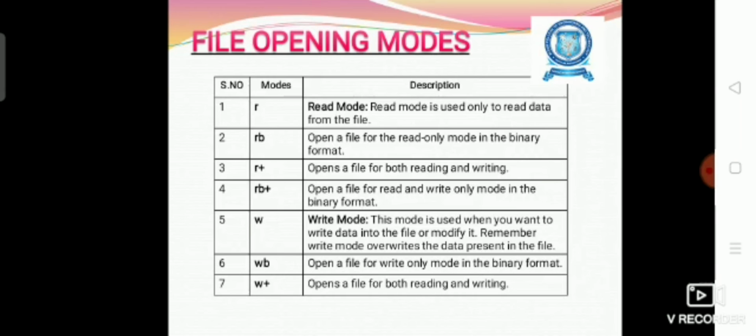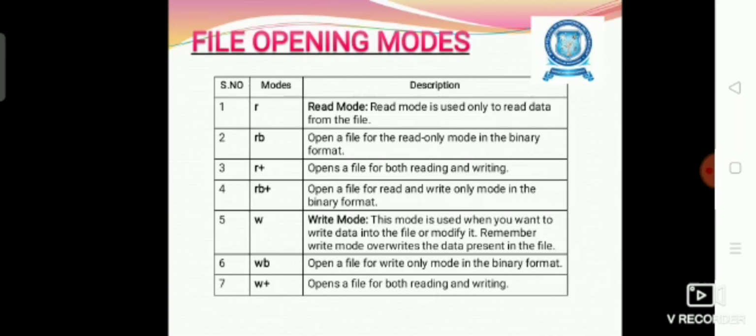RB plus means open a file in read and write mode in the binary format. Plus means read and write. We can easily remember: plus means read and write, B means binary format. So RB plus means we can read and write a file but in binary format.